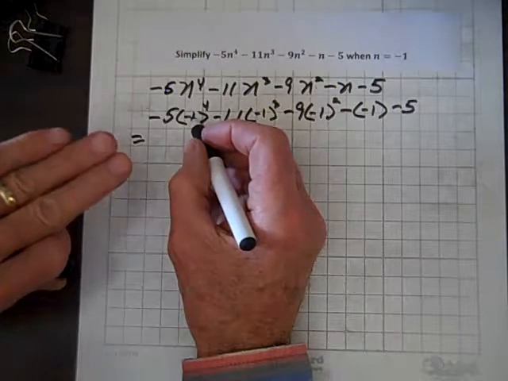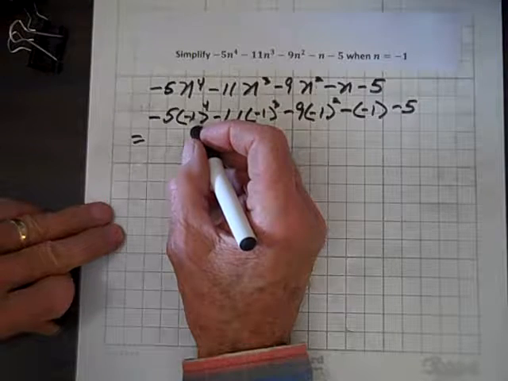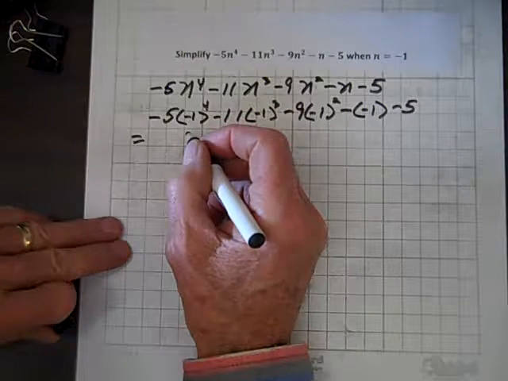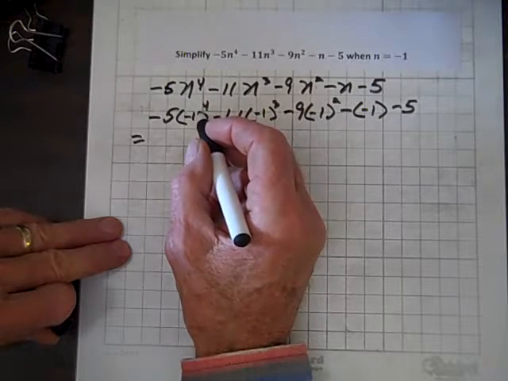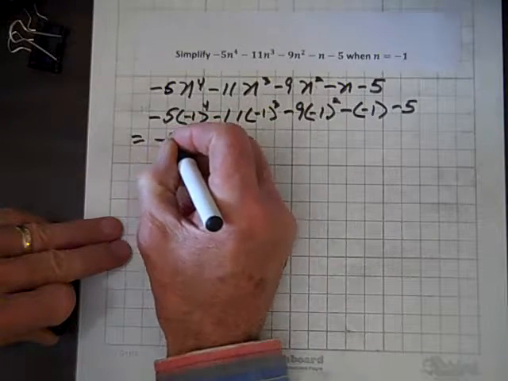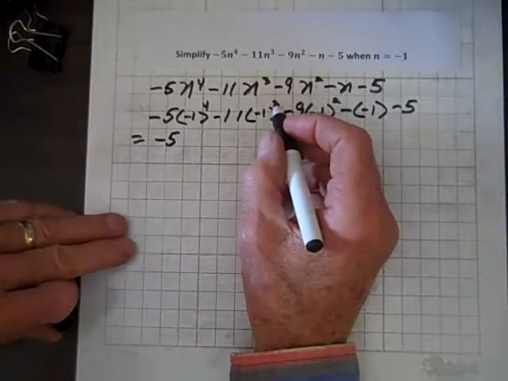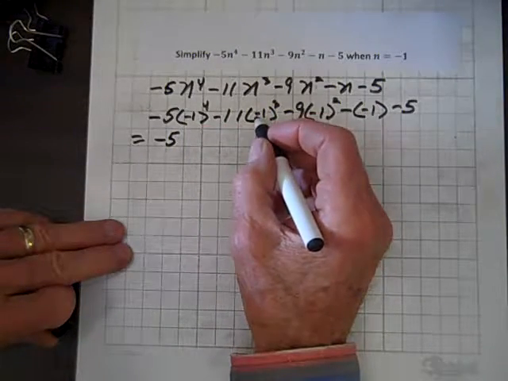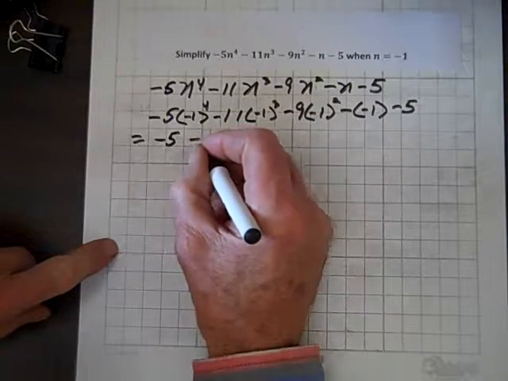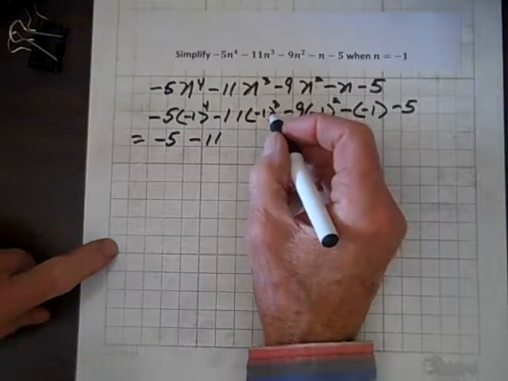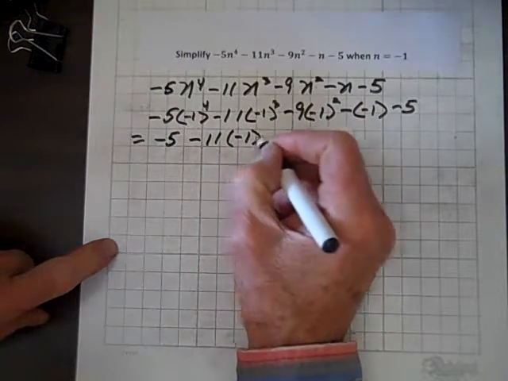Negative 1. Any negative number raised to an even power is the positive version of that number. In other words, negative 1 to the fourth power is 1, and 1 times negative 5 is negative 5, I beg your pardon. Any negative number raised to an odd power will be negative. So now we have negative 11, and negative 1 to the third power is negative 1.